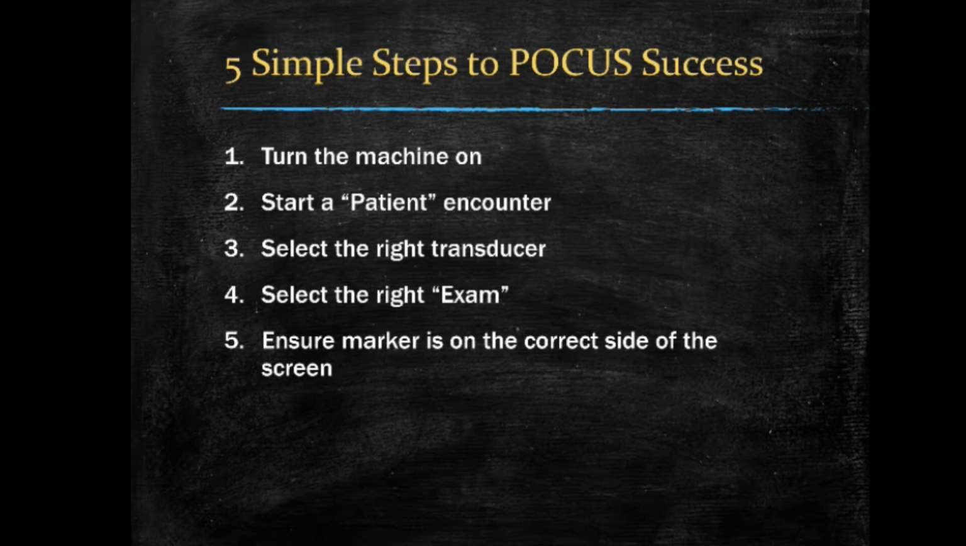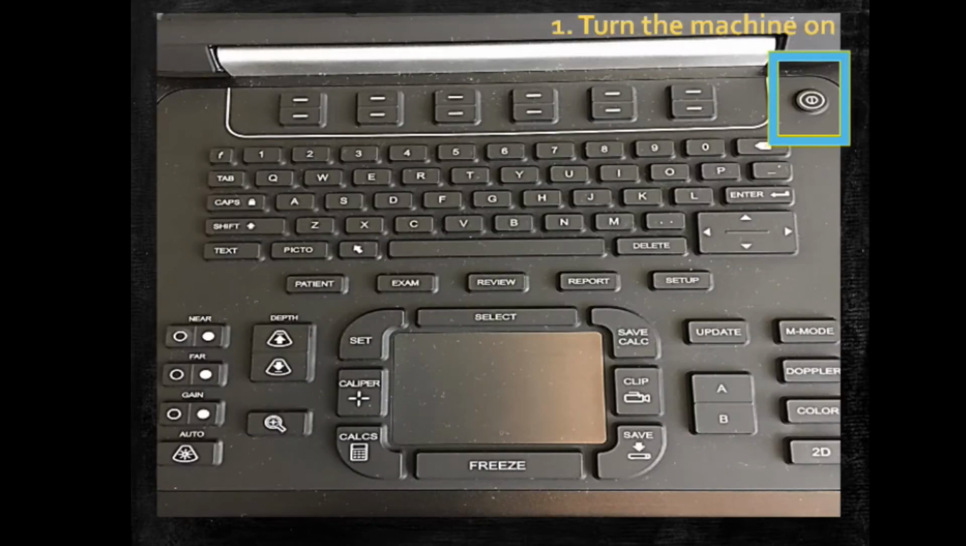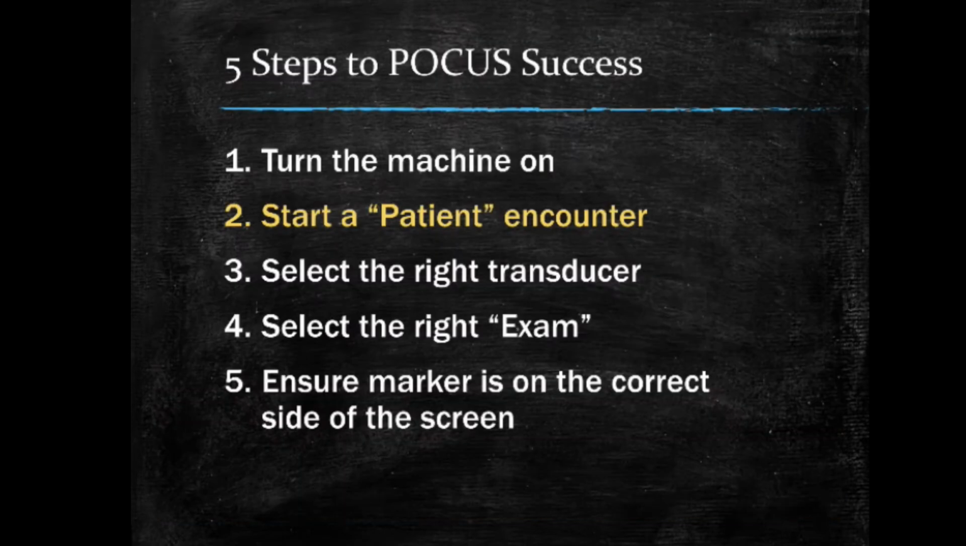And so there's really 5 simple steps to getting to POC success, and I'm going to run through these bit by bit. So the first step for everything is simply just getting the machine on. For the Sonosite Edge 2, that's found in the upper right-hand corner of the machine. But for every machine, there'll just be a simple on and off button.